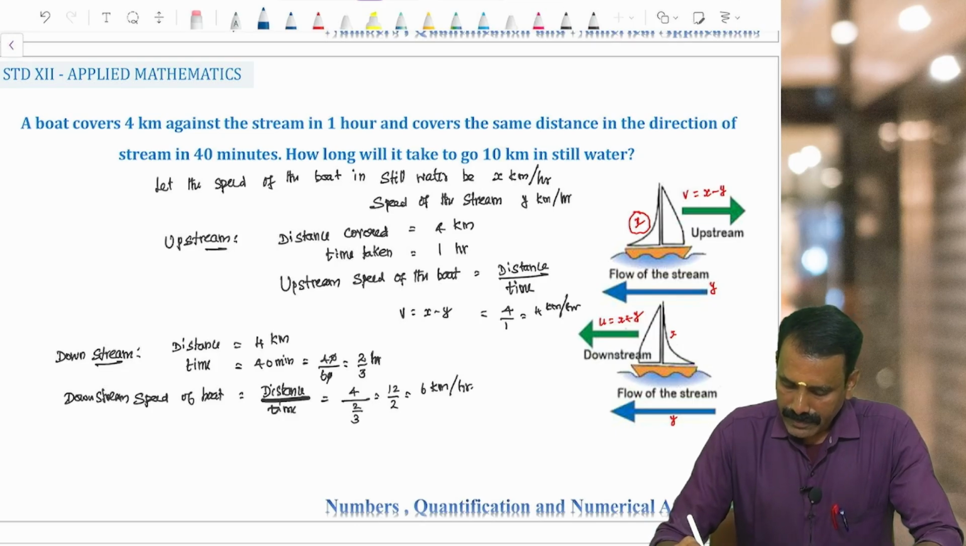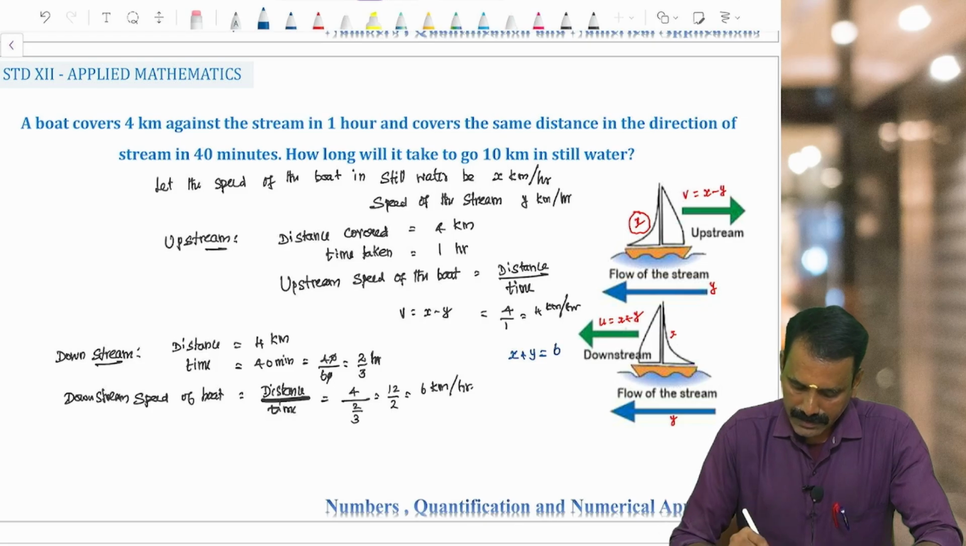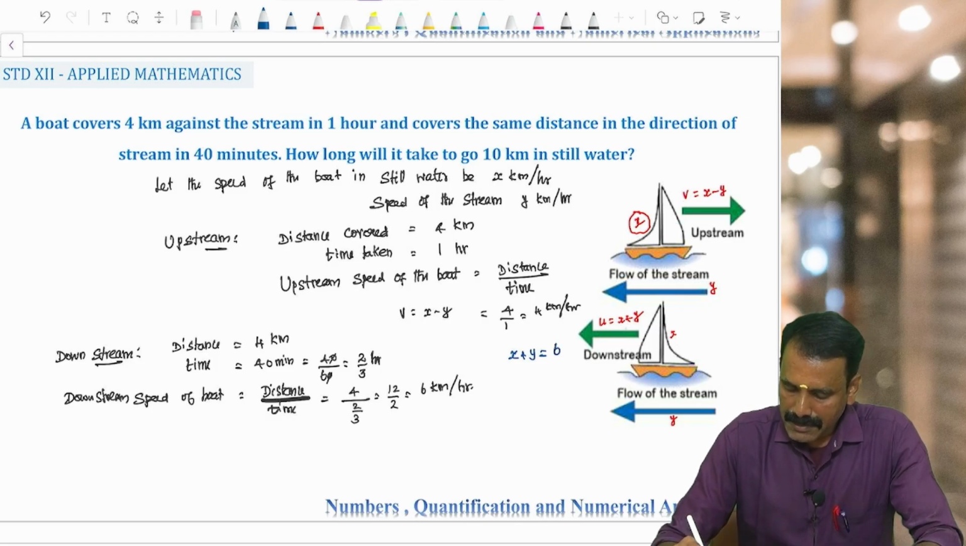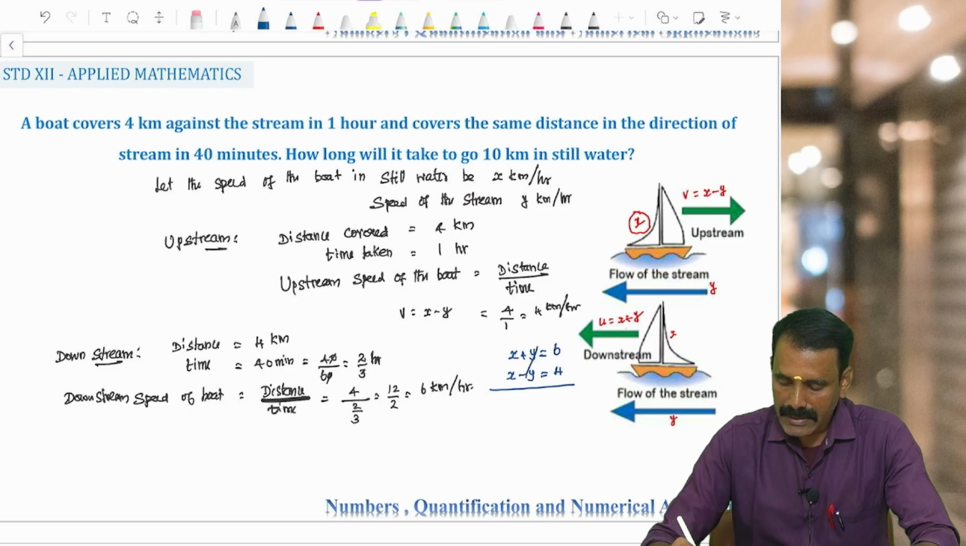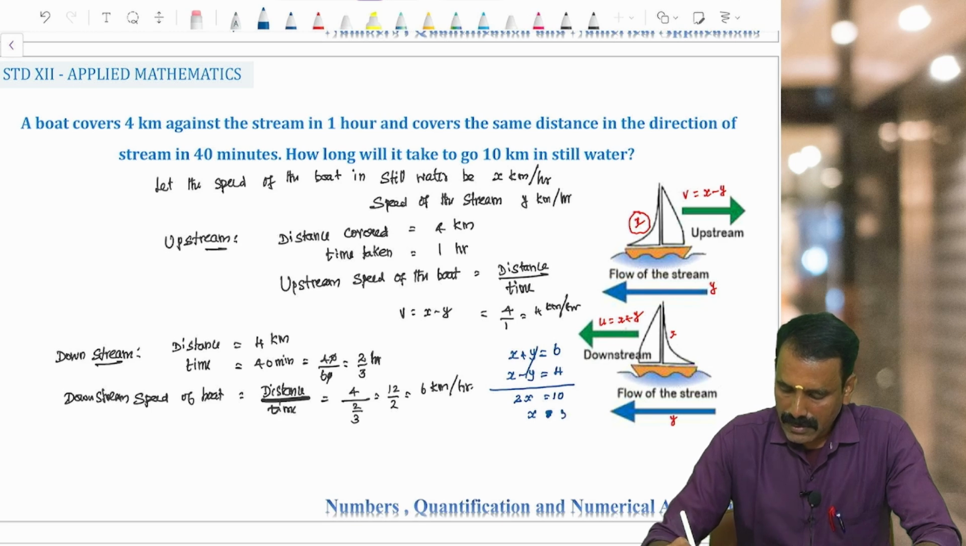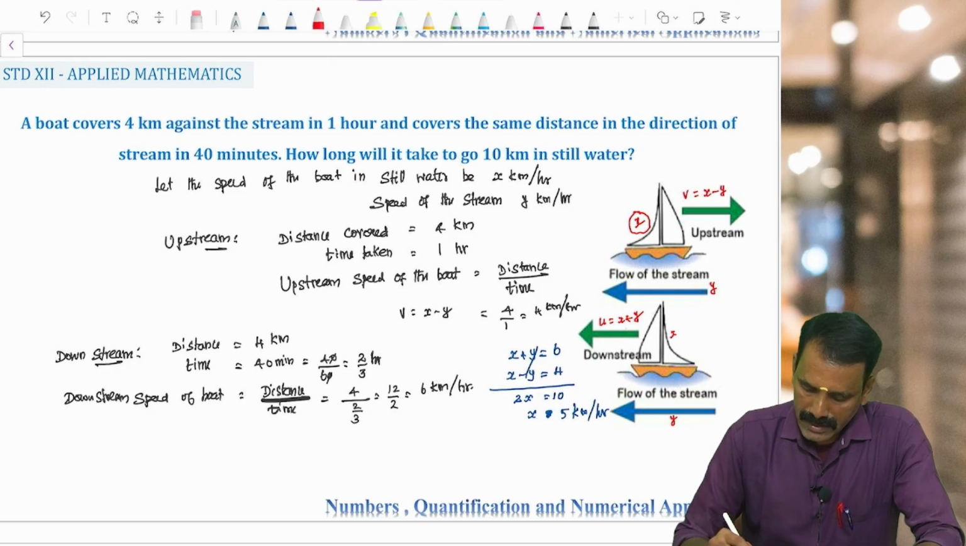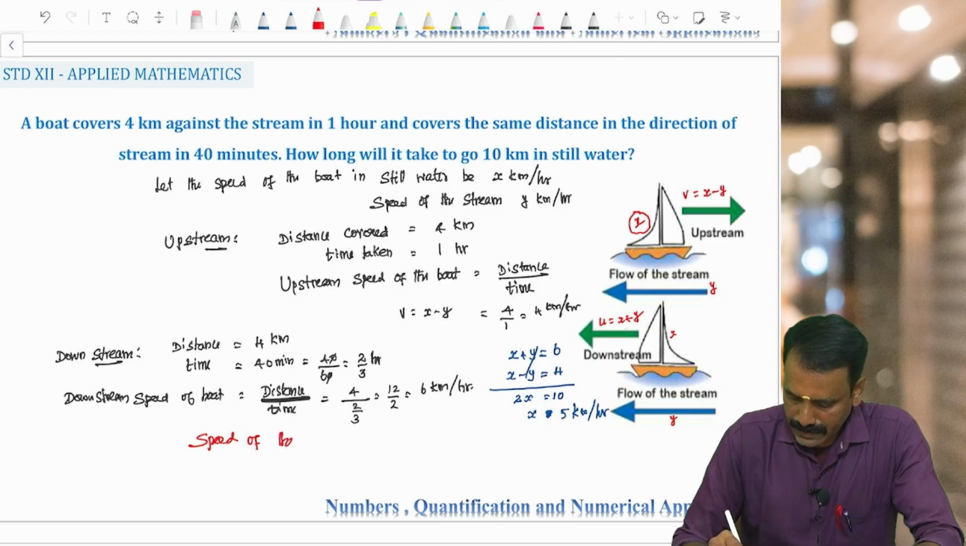So we are having x plus y is equal to 6, downstream speed, and upstream speed x minus y is equal to 4. We try to solve these two linear equations in x and y. We cancel this one. So 2x is equal to 10. So x is equal to 5 kilometer per hour. So we got the speed of the boat in still water.